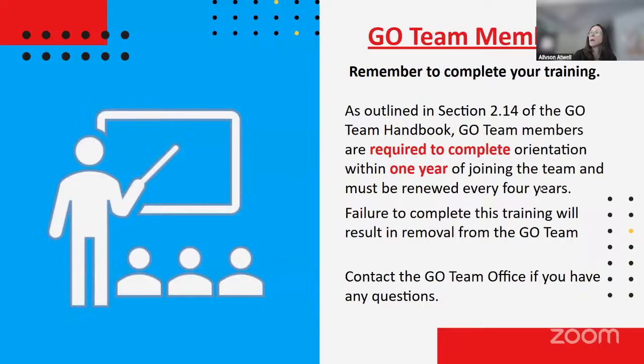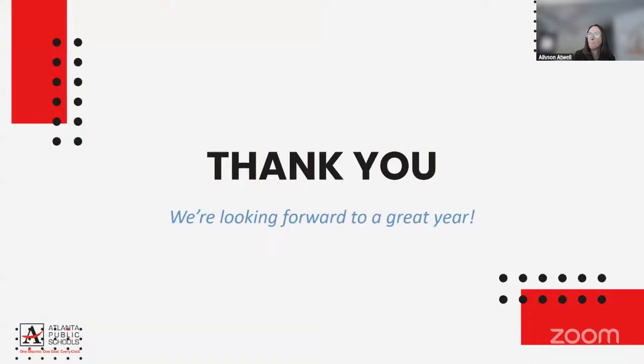And then, Go Team members, you have to complete your training. You have to complete your orientation within 1 year of joining the team and it must be renewed every 4 years. So that would be Ben and Jesse and Jill who would need to do that. Go Team is excellent at sending out information, so you'll definitely get information from them.